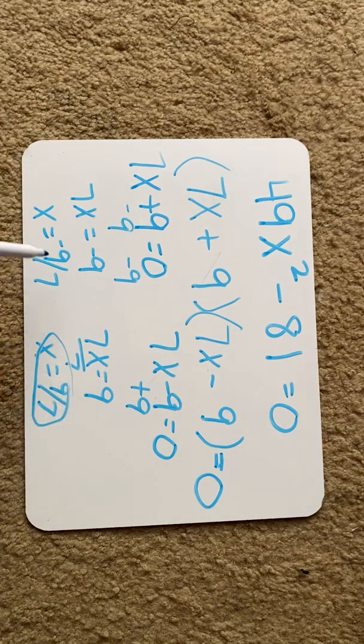So for these problems, we're using all the same factoring rules that we've been doing, but now you're just setting each set of parentheses equal to 0 and solving for x in the end.